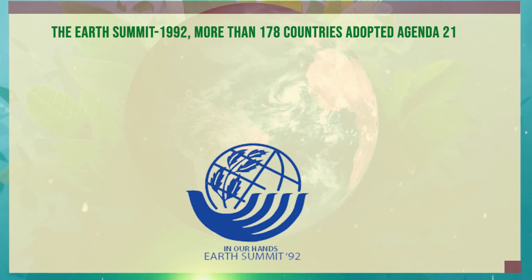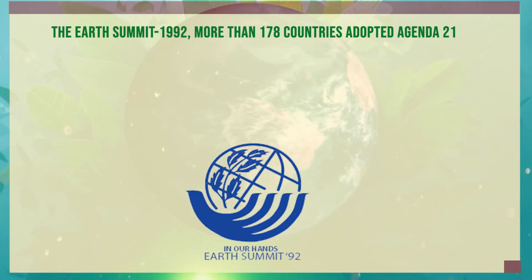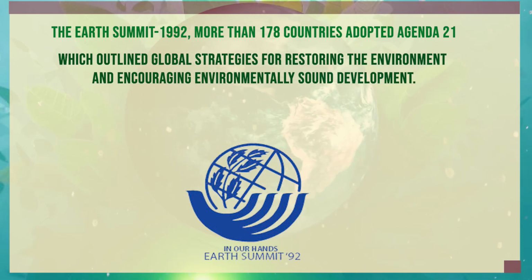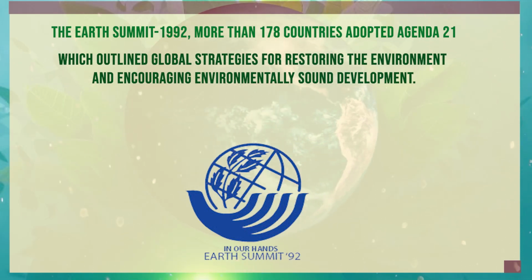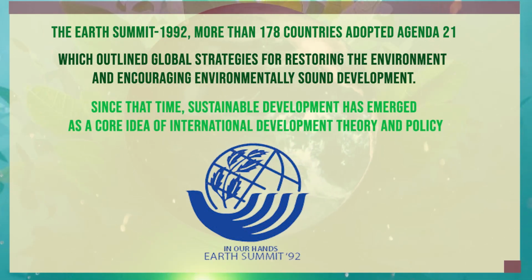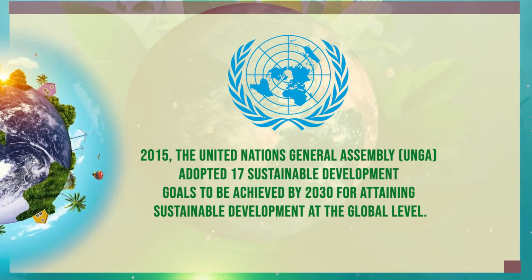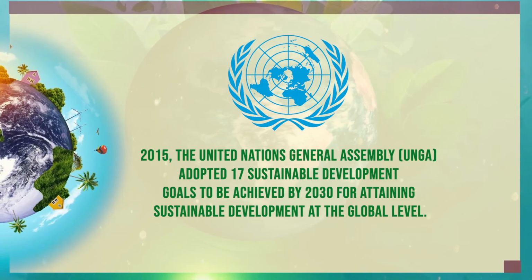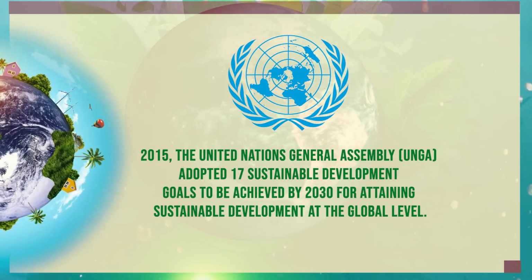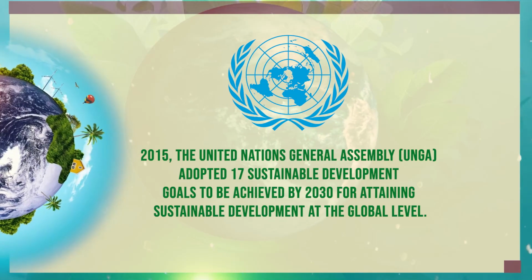At the Earth Summit in 1992, more than 170 countries adopted Agenda 21, which outlined global strategies for restoring the environment and encouraging environmentally sound development. Since that time, sustainable development has emerged as a core idea of international development theory and policy. In 2015, the United Nations General Assembly adopted 17 Sustainable Development Goals to be achieved by 2030 for attaining sustainable development at the global level. Now, I will discuss how environmental education helps us to attain the Sustainable Development Goals.